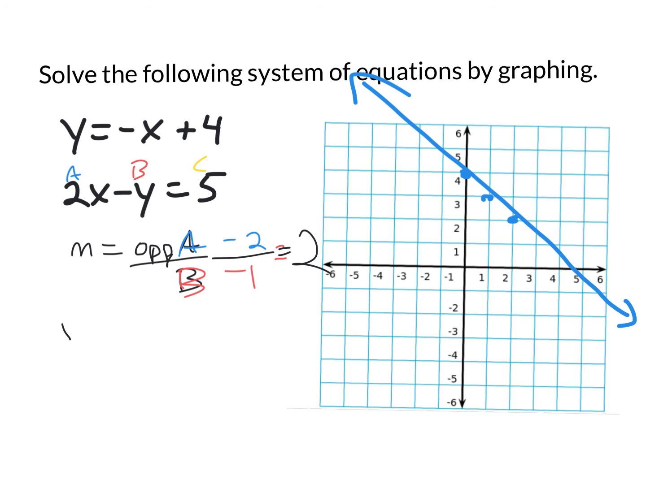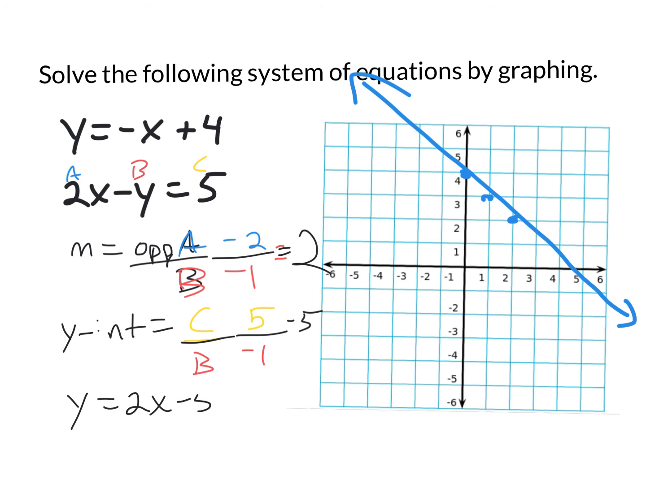All right. Well, the y-intercept can be found by taking the value of c, which in this one is a 5, and dividing that by the b. And the b in this example, again, is negative 1. So we divide by the b. Very specifically, we have a 5 divided by negative 1. Well, 5 divided by negative 1 is negative 5. So we have a y-intercept of negative 5. That means we have an equation that says y equals 2x minus 5.